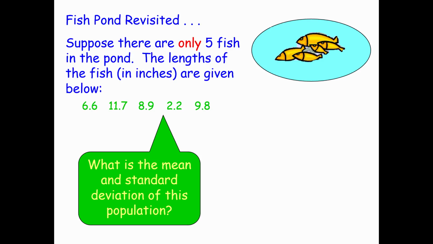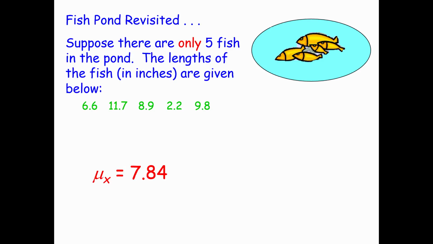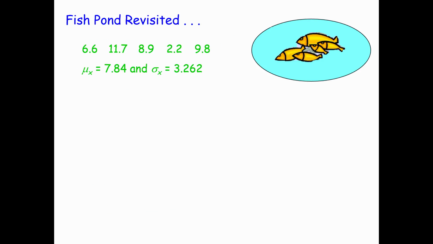First of all, what's the mean and the standard deviation of this population? To find that out, you can put it into your calculator and let your calculator do all the work for you, but you should get a mean of 7.84 with a standard deviation of 3.262. So the mean length is 7.84 inches with a standard deviation of 3.262 inches.